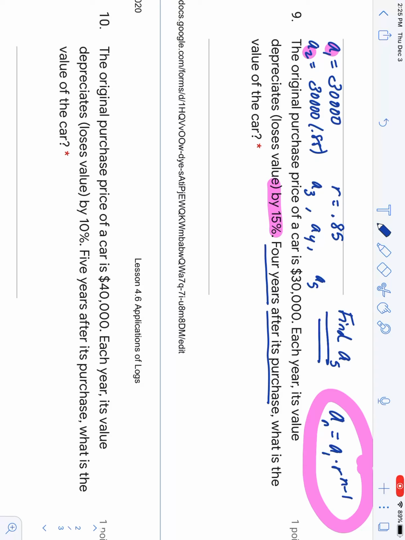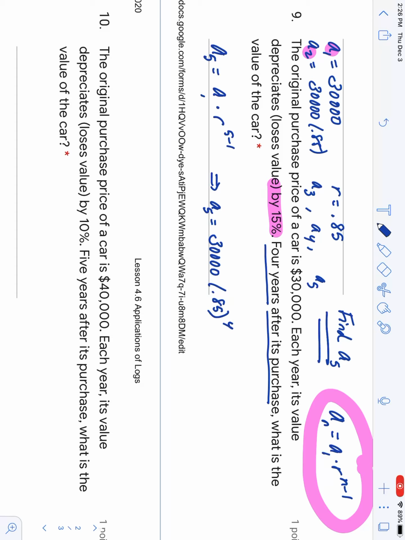So here we go. If I want to find A5, I'm going to use A1 times R to the 5 minus 1 power. Or A5 equals 30,000 times 0.85 to the 4th power.